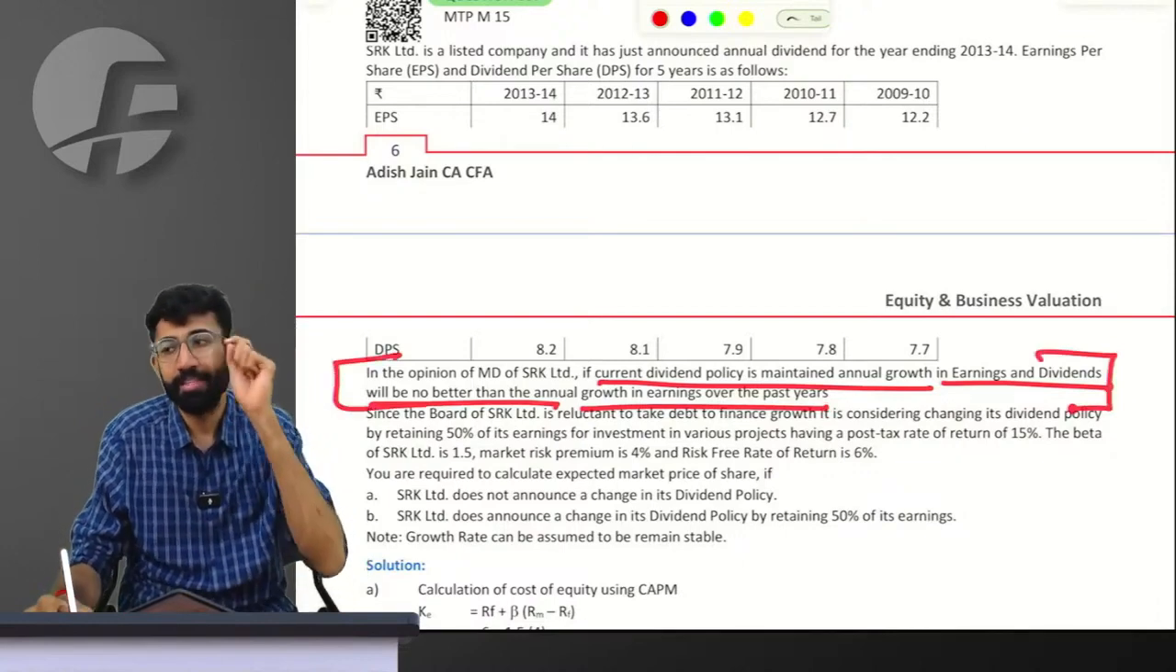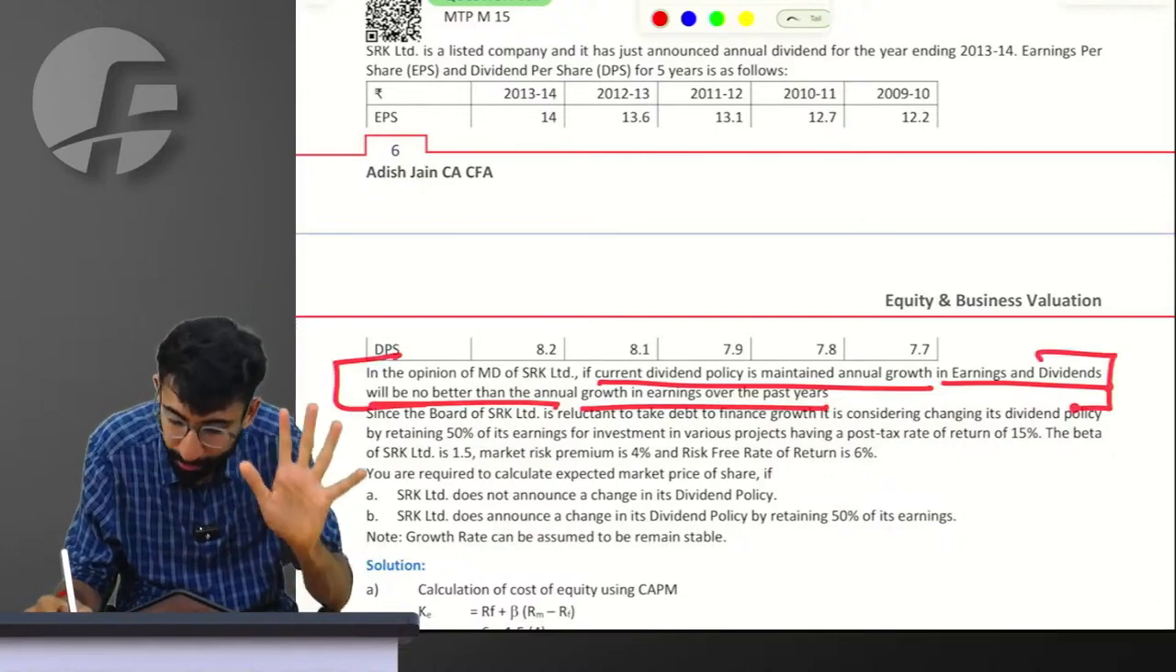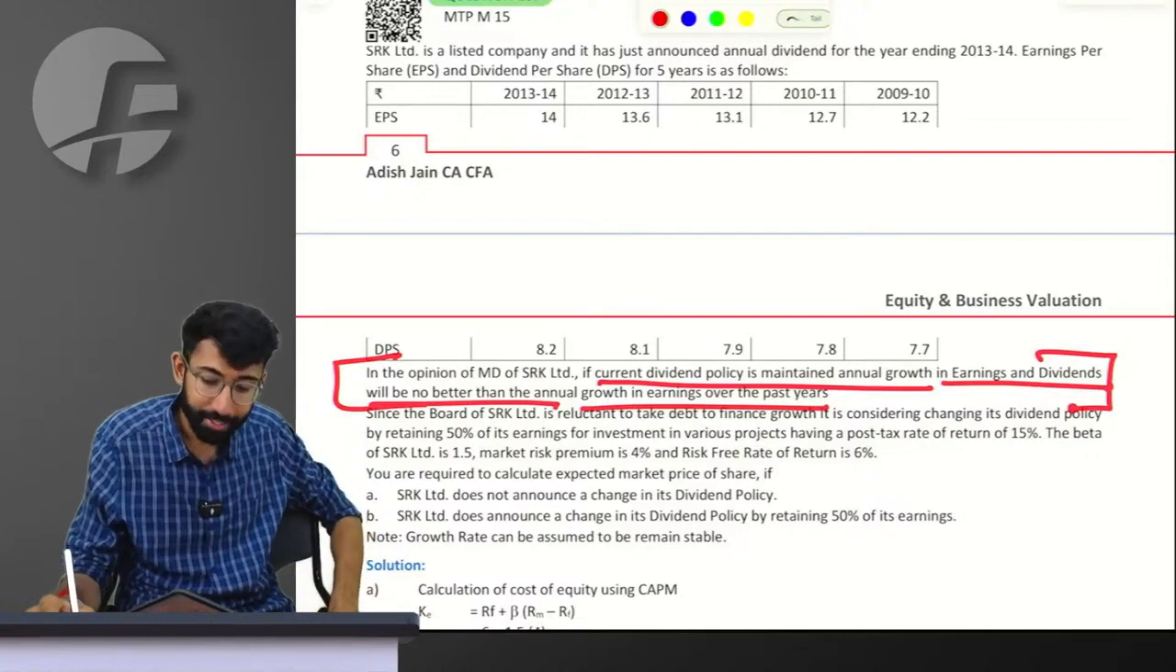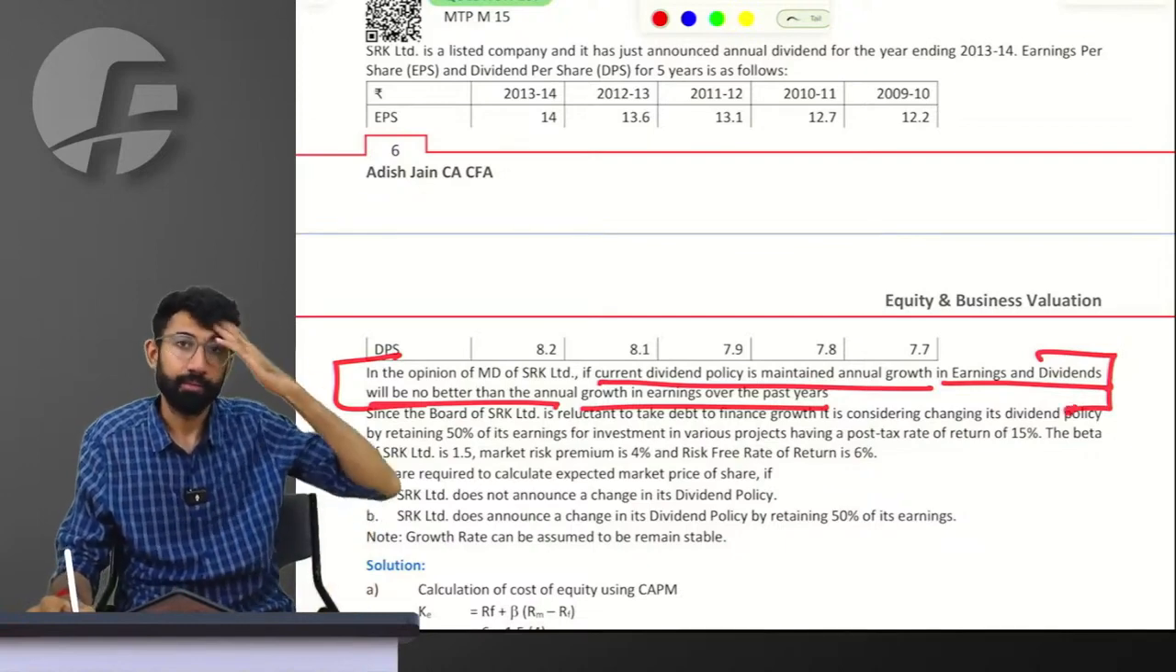Take a minute to process this line. Take a minute to process this line, then I will explain. Read this line again. Quick, everyone.